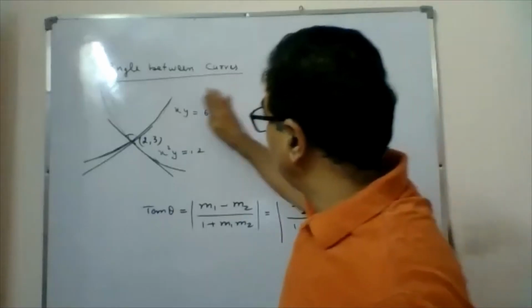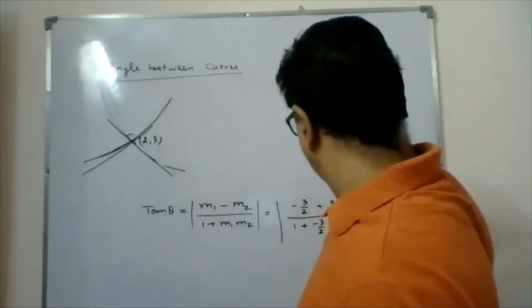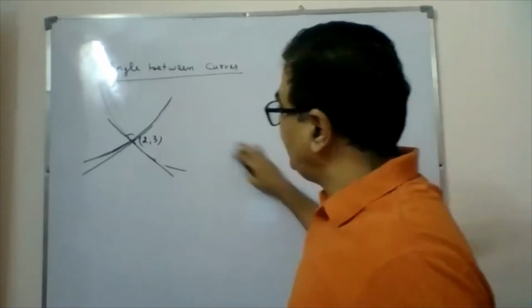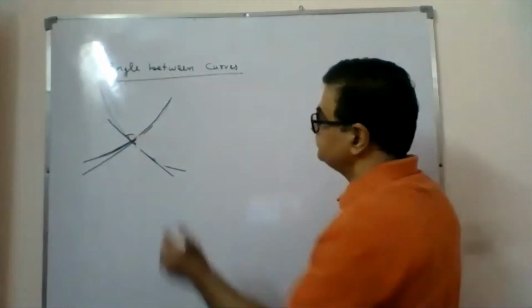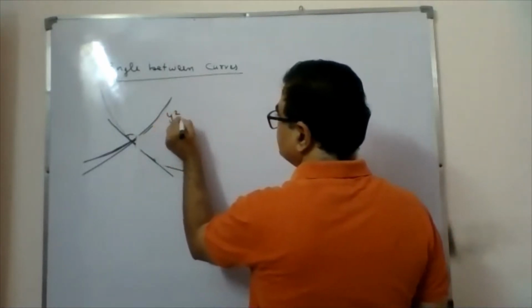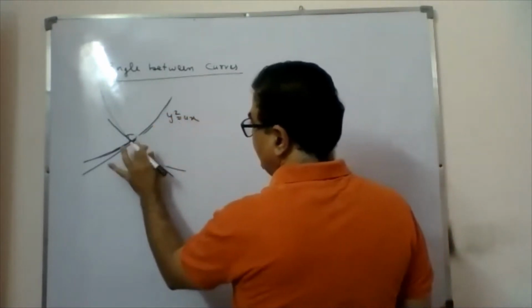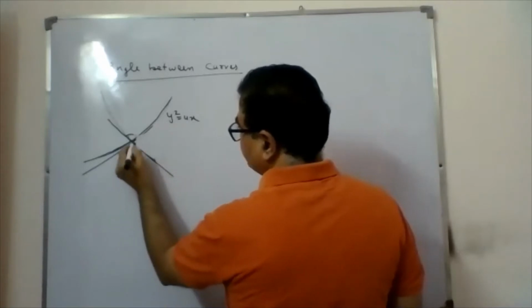Find out the angle between the two curves. y square is equal to 4x and x square is 4y.